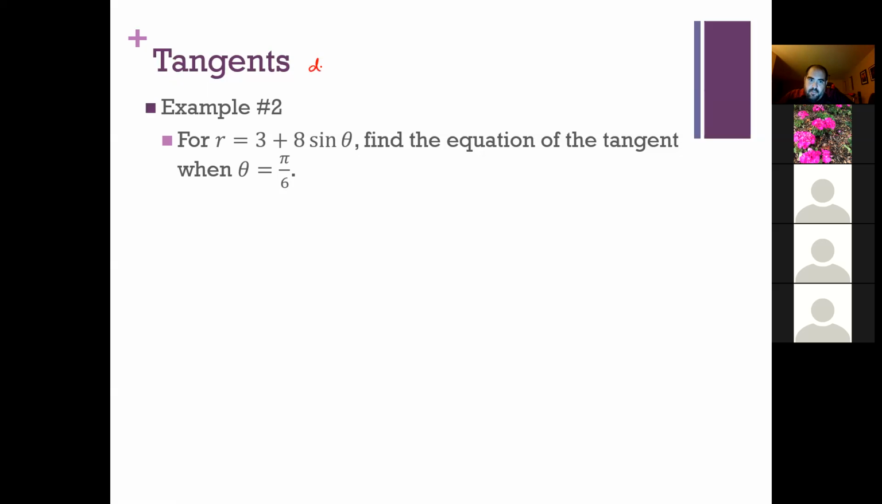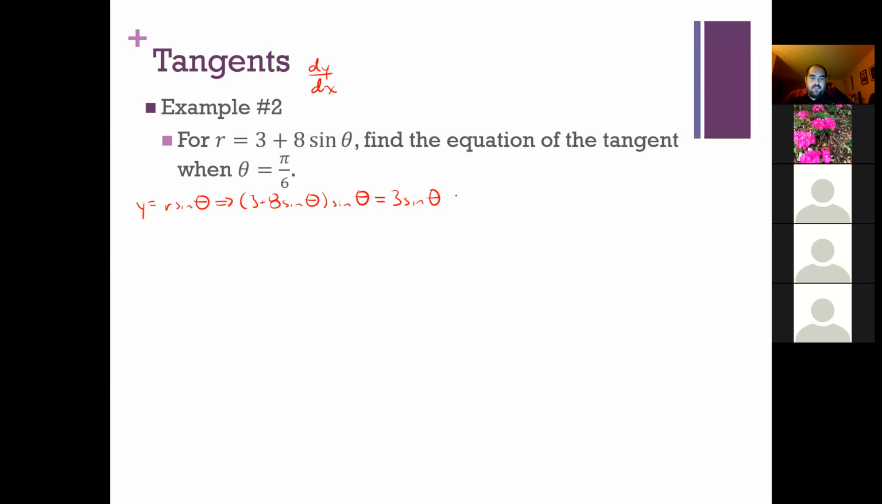Dy over dx. Okay. So I need to build dy dx, but I am in polar form. So what do I need to do to work up to that? Just multiply r by sine theta for y and cos theta for x. Yep. So y equals r sine theta, which in this case is 3 plus 8 sine theta times sine theta. So let's work with that. Last time we used product rule. This time let's do chain rule.